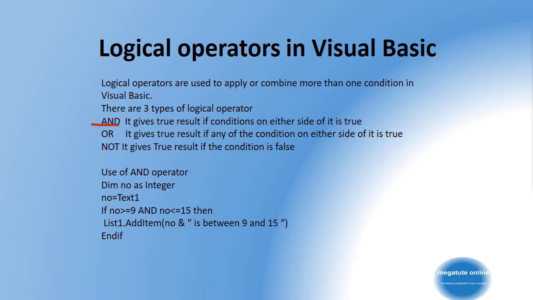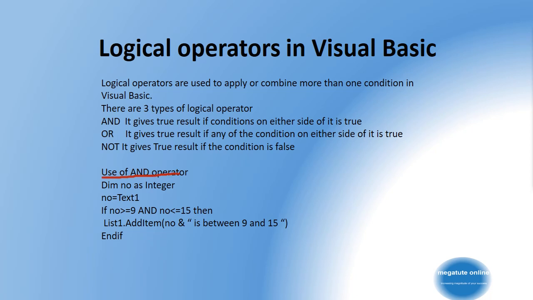Similarly, you have an OR operator. It gives a true result if any of the conditions on either side of it is true. So if any of the conditions happens to be true on either side of it, it gives you a true result. And then there's a NOT. It gives you a true result if the condition is false. Let's see them by example.